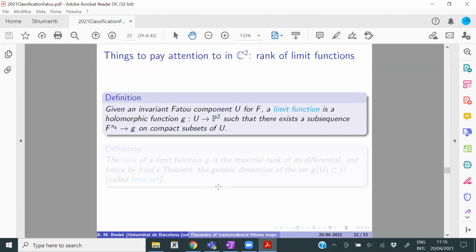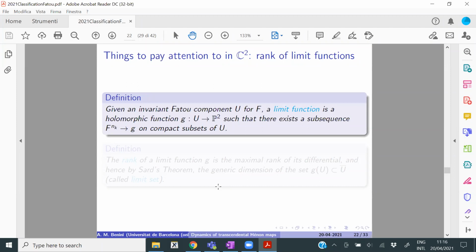We know that every subsequence has a convergent subsequence, which converges to a function. This function is called the limit function, okay? If you have a subsequence which converges to a function in your Fatou component, this is called the limit function. And limit functions, in one variable, are functions from an open set in C to C. So they either converge to a constant or they are open maps.